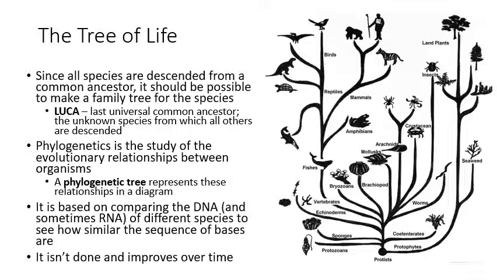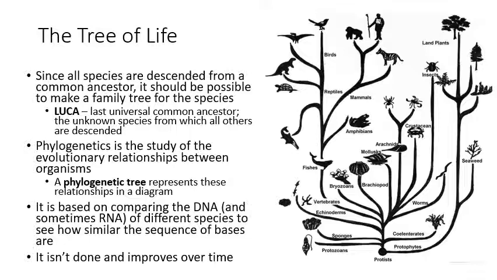Especially at the base of the tree, where we're looking at the origin of life, it gets a little bit difficult because all of those species are now dead. But at the very base of the tree of life, you have an organism called LUCA. LUCA is the last universal common ancestor. That is the last organism from which all of us are descended. And when I say all of us, I mean all species that exist on the earth today.